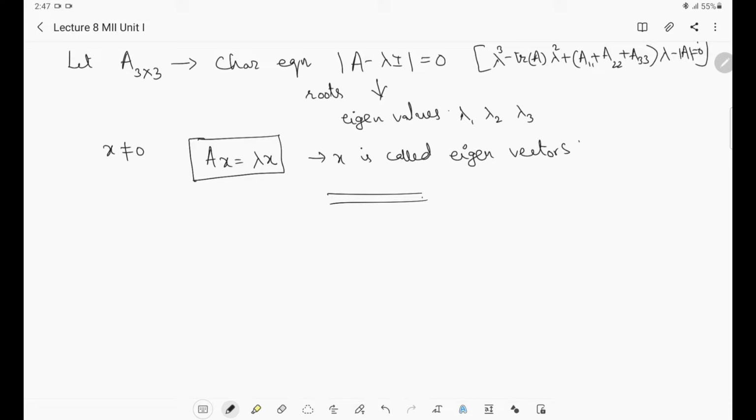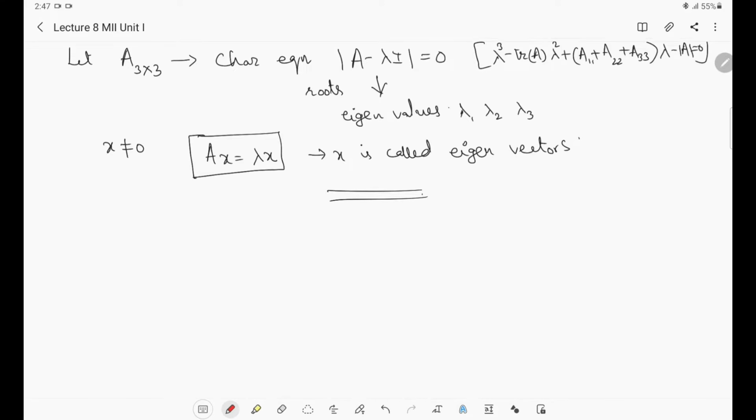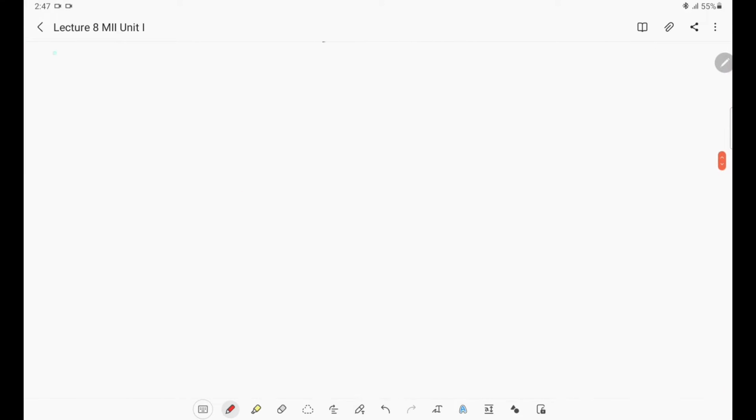As I told you in last class, today we will discuss properties of eigenvalues. We will discuss a few properties, then go on to the next topic, the Cayley-Hamilton theorem. We can even skip this topic, but sometimes a question will come, like state and prove any two properties of eigenvalues. A question may come in the examination.